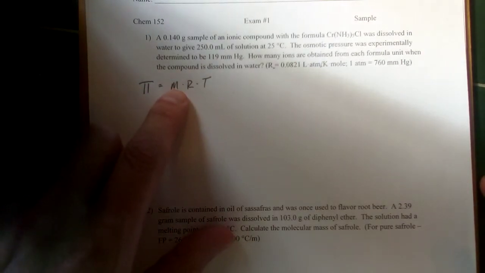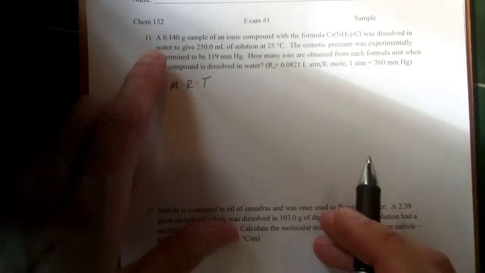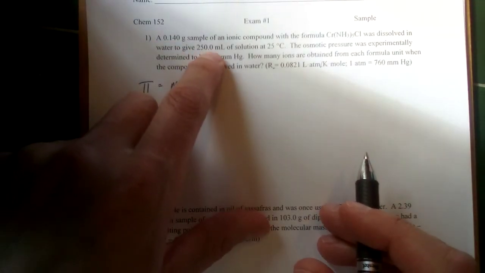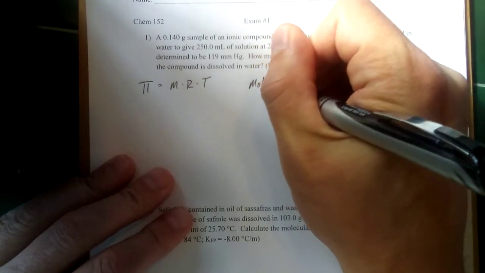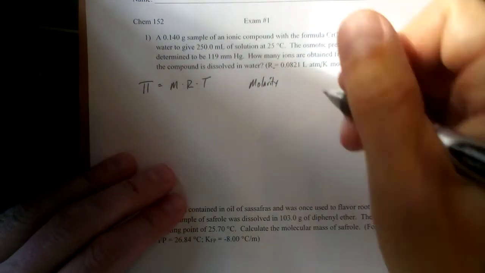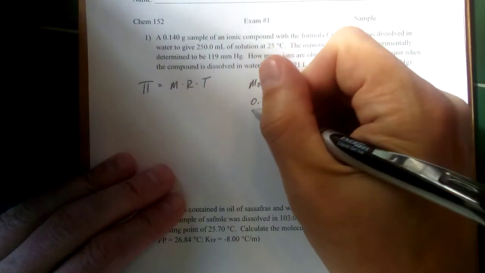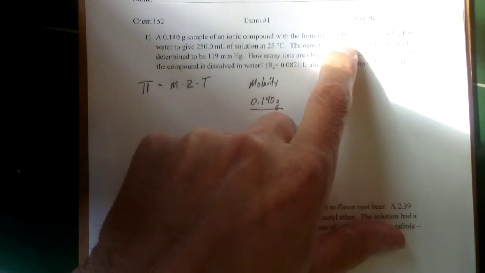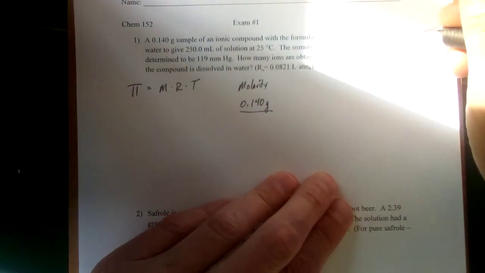What we really need, to figure out the theoretical osmotic pressure, is the molarity of this system. We've got the mass of our sample, we've got the volume, we've got the pieces to calculate molarity, so let's go ahead and calculate it. To get to molarity, we'll take our mass here, 0.140 grams, and the formula is up here. We'll need the molar mass of that compound, so let me try to do that over here on the side.